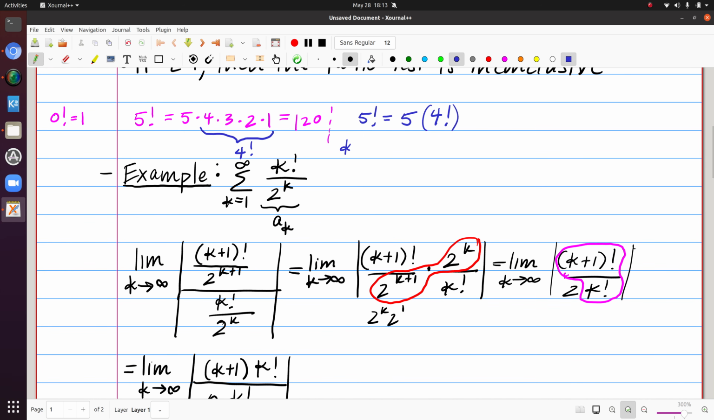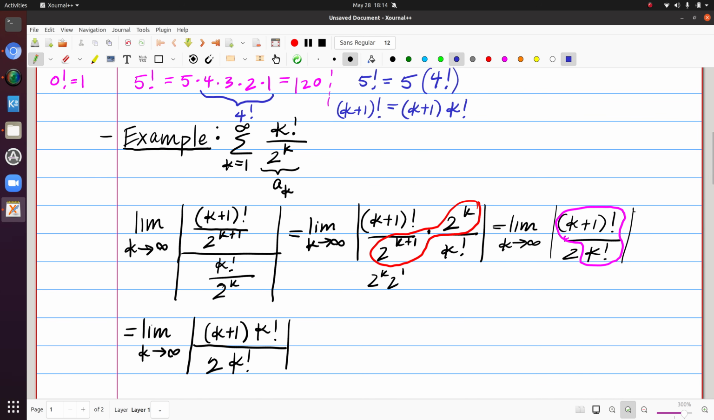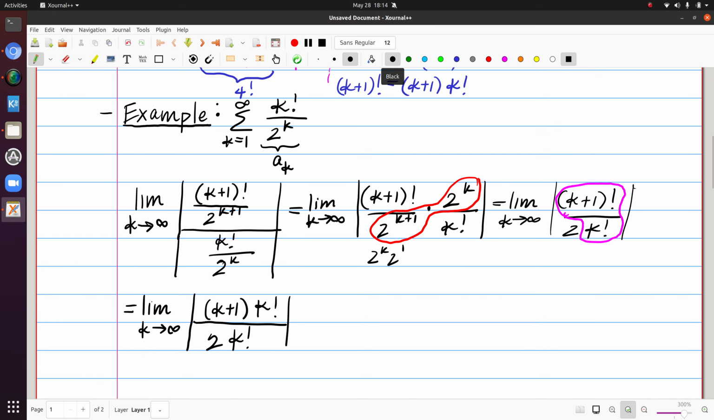So if 5 factorial is k plus 1 factorial, then 4 factorial is k factorial. And so this matches a little bit more in line with how we've written this here. So the advantage of doing it this way is now I can see that these k factorials cancel. And that was what was making our limit question so difficult. So that this now just becomes a question of what is the limit of k plus 1 over 2 as k goes to infinity. Well, that goes to infinity.